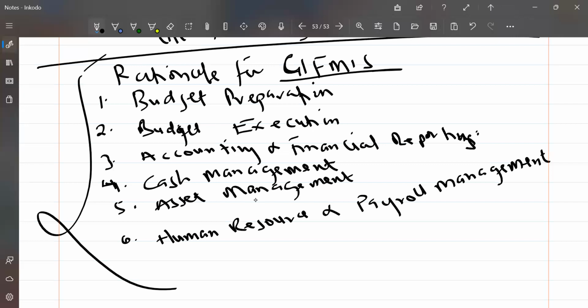The data produced won't be reliable because it's manual. Anything can happen. And everybody is classifying their expenditures and revenue in a different way. Exactly. And poor record keeping. So these are some of the issues that GIFMIS came to solve.